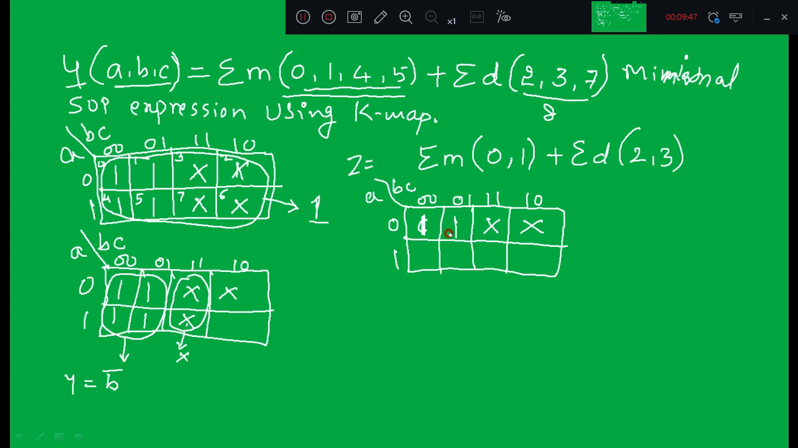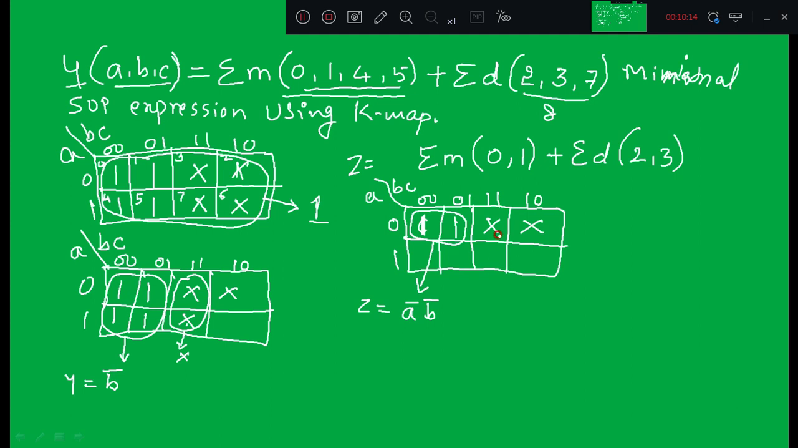Now you just check. You can cover these 2 ones with one grouping, right? If I write the Boolean expression for this, what you'll get is A bar and B bar. So this is the simplified Boolean expression if you don't have any don't care terms.